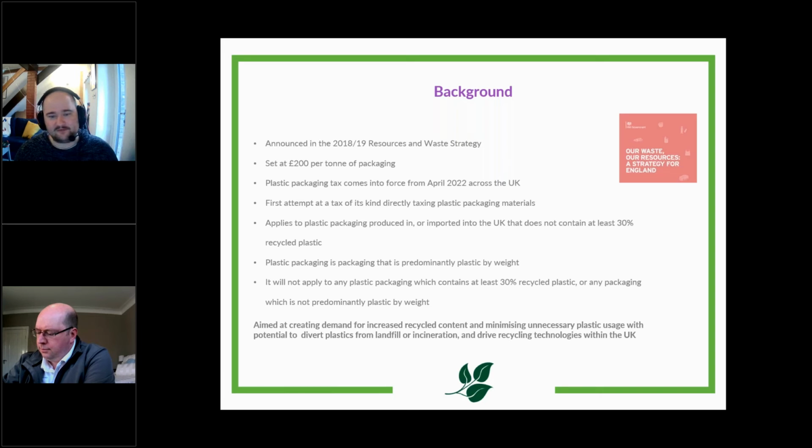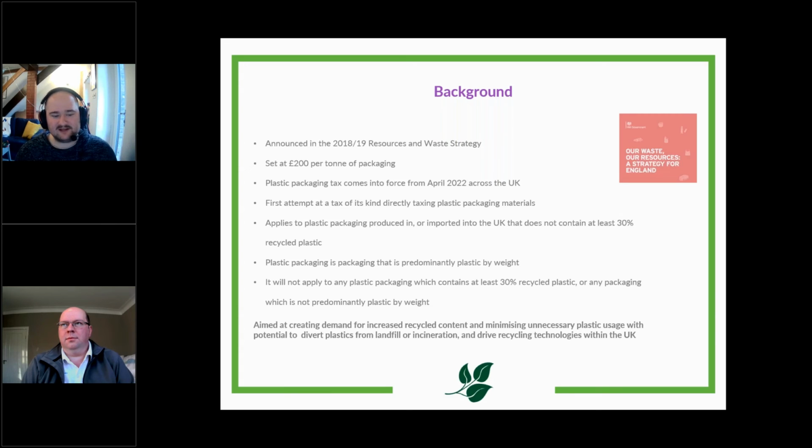Although it has taken a while for the UK to implement it, it is theoretically a new kind of tax on material. And it will apply to all plastic packaging, which is either manufactured in the UK or imported into the UK, with an exception around 30% recycled content. So when we talk about recycled content today, the big figure to keep in the back of your mind is that if something has 30% recycled content, it is still reportable under the tax, but it doesn't pick up the £200 per tonne. Whilst if it's less than 30% recycled content, it would ultimately pick up that tax.